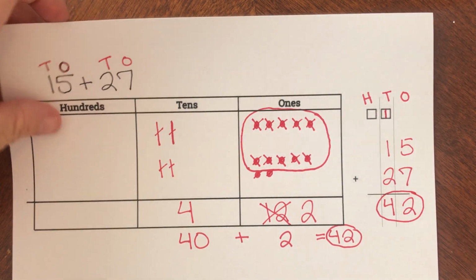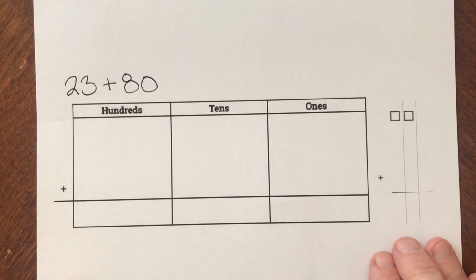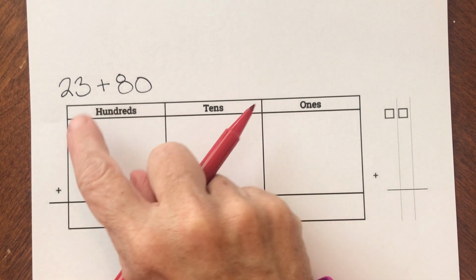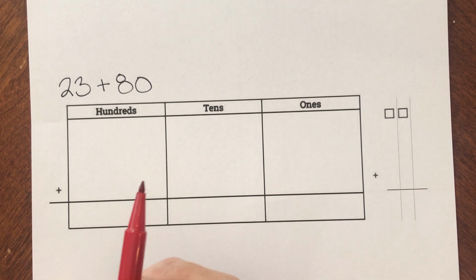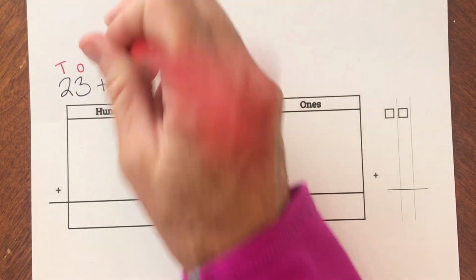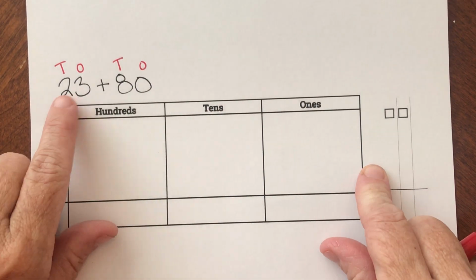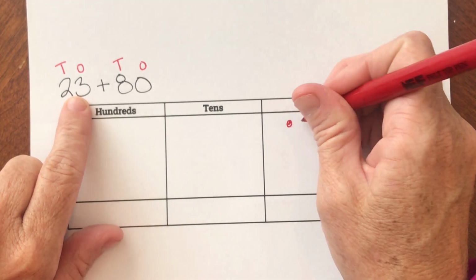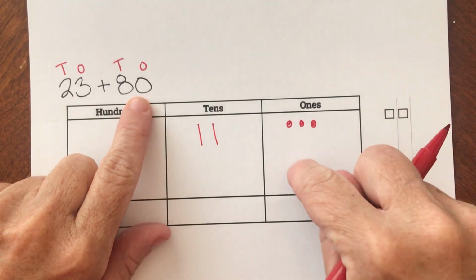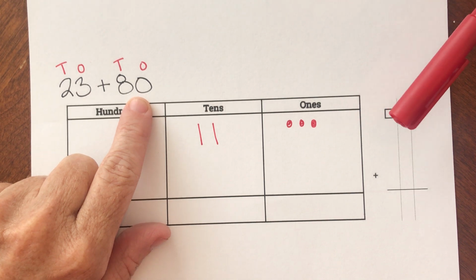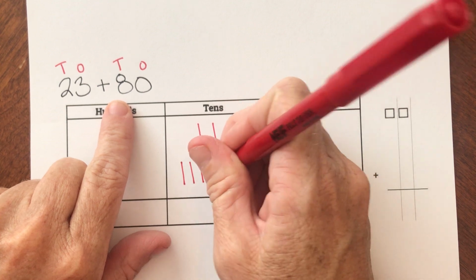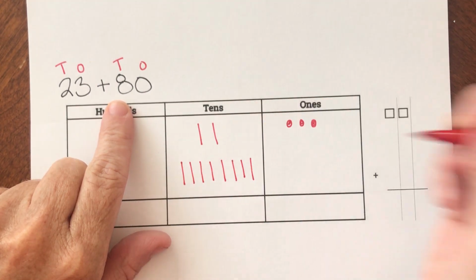Okay, here's my next problem. Okay, my next problem says 23 plus 80. Okay, so step 1 is I'm going to build both numbers. Again, I like to put my place values. So ones, tens, ones, tens. So 23 has 3 ones, 1, 2, 3, and 2 tens. 80 has 0 ones, so I'm not going to add any there. And it has 8 tens. 1, 2, 3, 4, 5, 6, 7, 8.